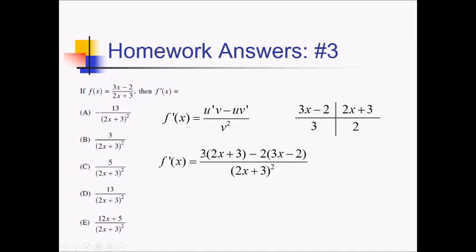So distributing things out, I've got, let's see, this will be 6x plus 9 for that first parentheses. And this next one is going to be negative 6x plus 4. So I've got 6x minus 6x. Those are going to cancel. 9 plus 4 is 13. And this is about as simplified as things are going to get. So 13 over all that stuff, positive, is going to be choice D.